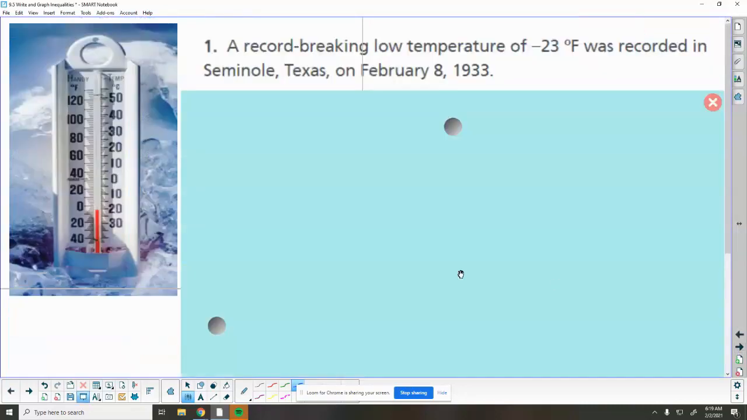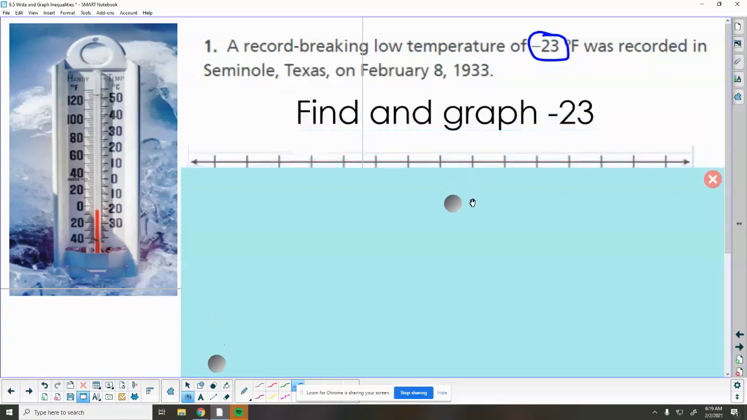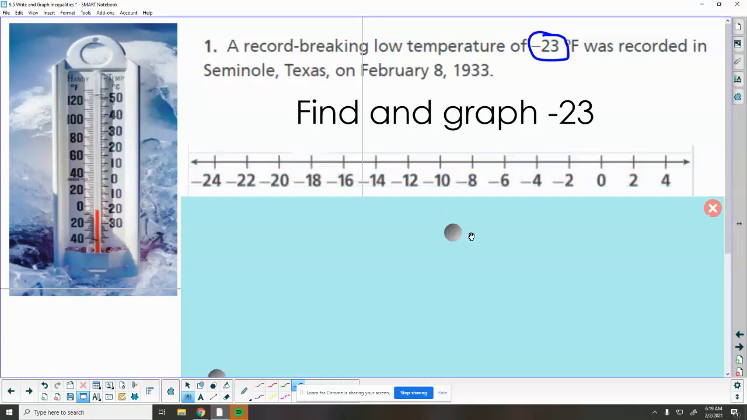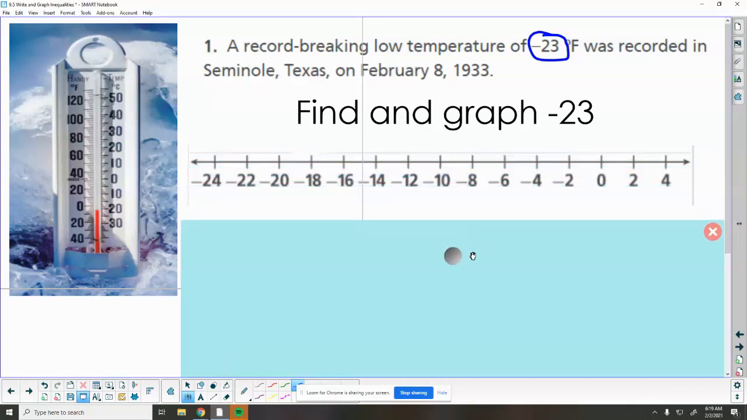So let's look at our problem here. It tells us that a record-breaking low temperature of negative 23 degrees Fahrenheit was recorded in Seminole, Texas on February 8th, 1933. So negative 23 degrees. First we just want to find and graph negative 23. If we remember all the way back from module 1, our negatives are always to the left here and the positives are always to the right.